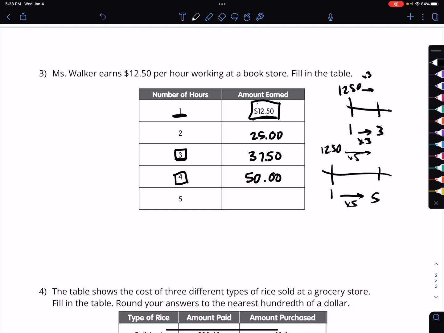I mean, 50 plus 12.50 is 62.50. So that is how much she would earn for each of these hours. So awesome job, Miss Walker. Way to work at that bookstore.